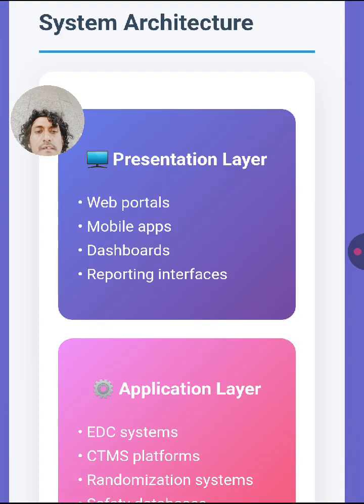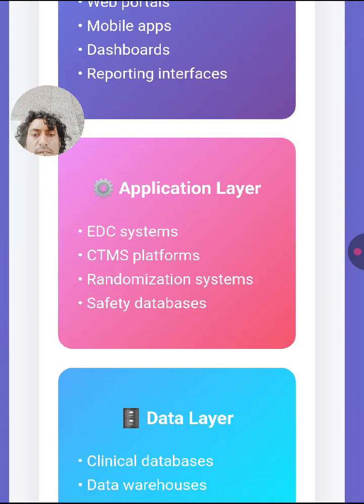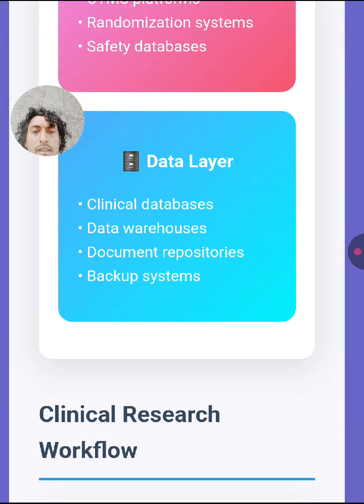So here is an example system architecture. For instance, in the presentation layer we have web portals, mobile apps, dashboards, then reporting interfaces and endpoints. Then in the application layer we have the EDC systems, CTMS platforms, randomization systems, safety databases. Then we have the data layer where we'll have the clinical databases, data warehouses, document repositories, backup systems, etc.